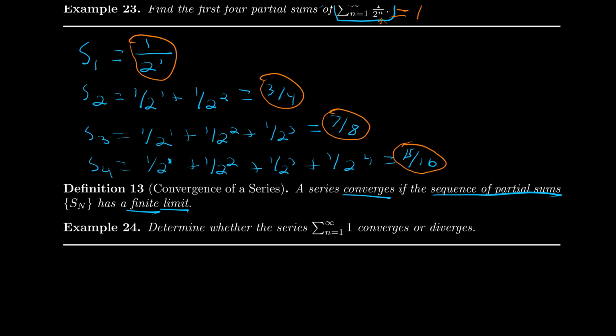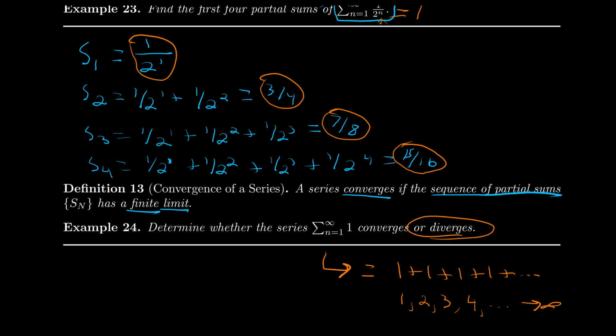This next example is: determine whether this series converges or diverges. This series, by the way, just equals 1 plus 1 plus 1 plus 1 plus ... forever. What is its sequence of partial sums? Well, its sequence of partial sums will be 1, and then 1 plus 1, and then 1 plus 1 plus 1, and then 1 plus 1 plus 1 plus 1, on forever, and that clearly goes to infinity. So that diverges, therefore this guy will diverge as well. If you add 1 to itself forever, you're not going to get a finite number out of it.